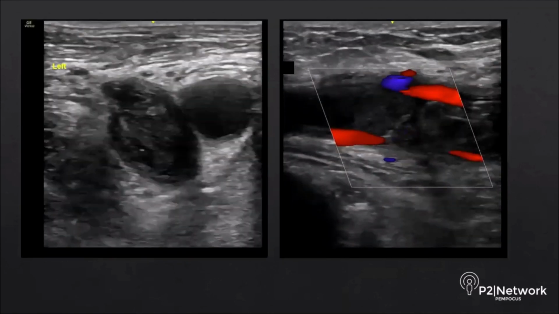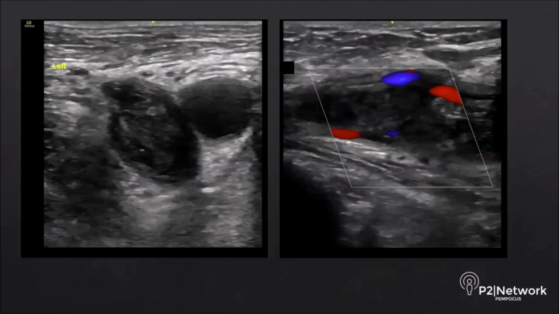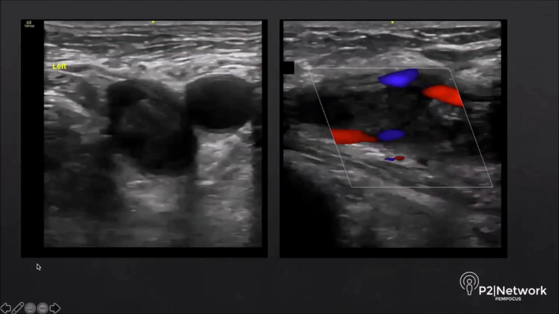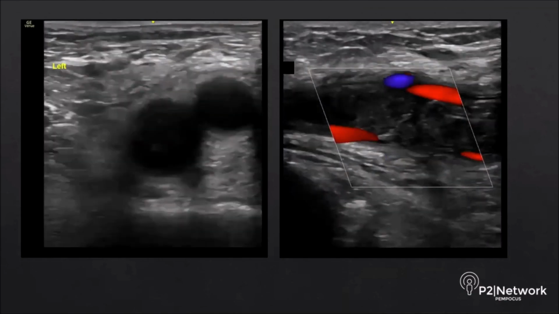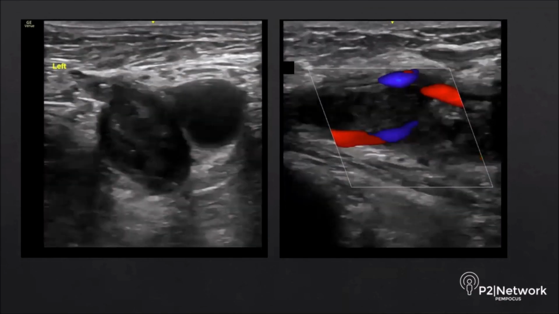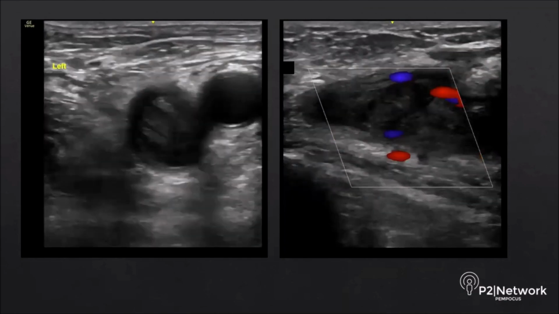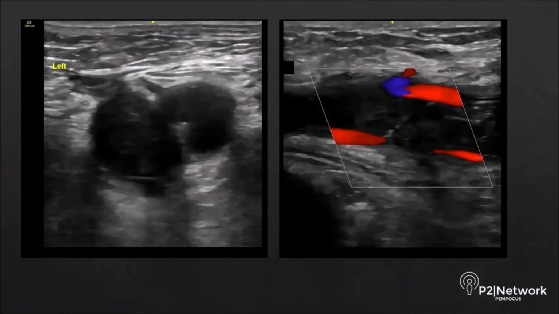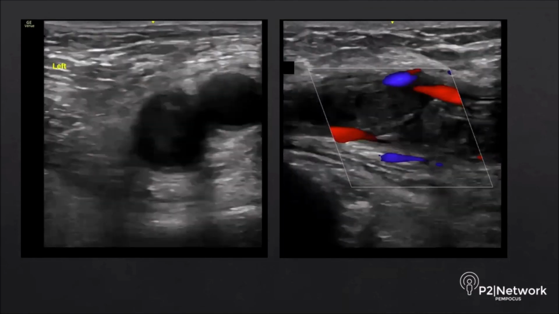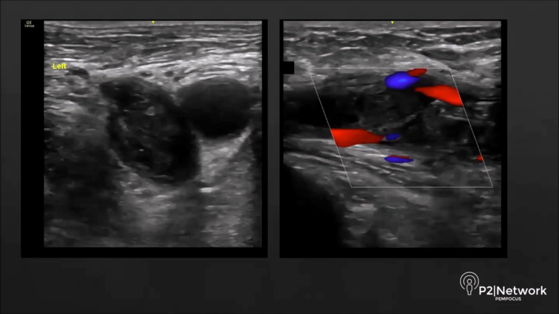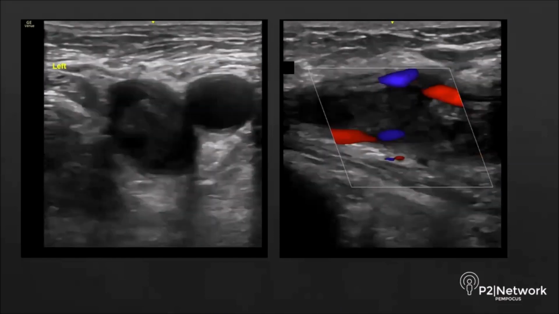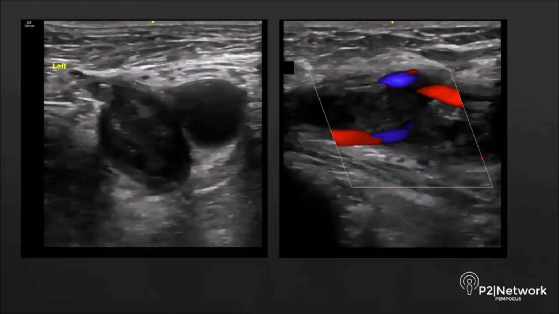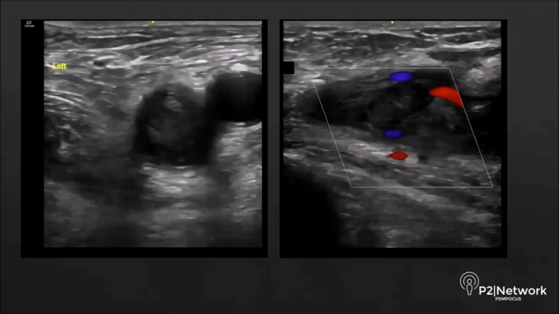So you do your study and you see here on the left side that when you're trying to compress, there is no compressibility of the vein that you're looking at, whereas the artery remains patent. The vein also remains patent, and there's some echogenic structure inside the vein. You do your color Doppler and you see that there is a filling defect in the vein. The flow is going around the echogenic region and this remains non-compressible.